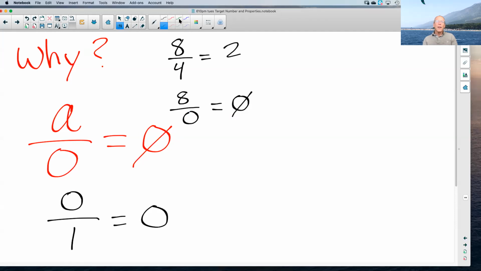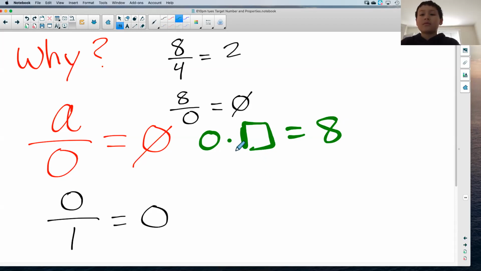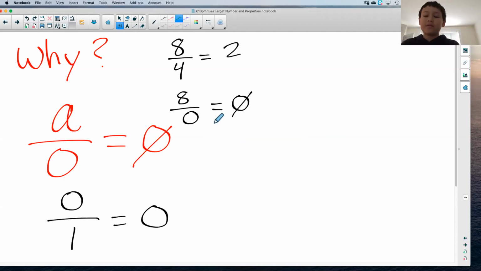So, Ethan, do you guys see what Ethan just did? Ethan just said that if you multiply 0 by something, you can't ever get 8. Yeah. That is actually not a bad proof. Now, Andreas, you didn't love the proof. Why is that?